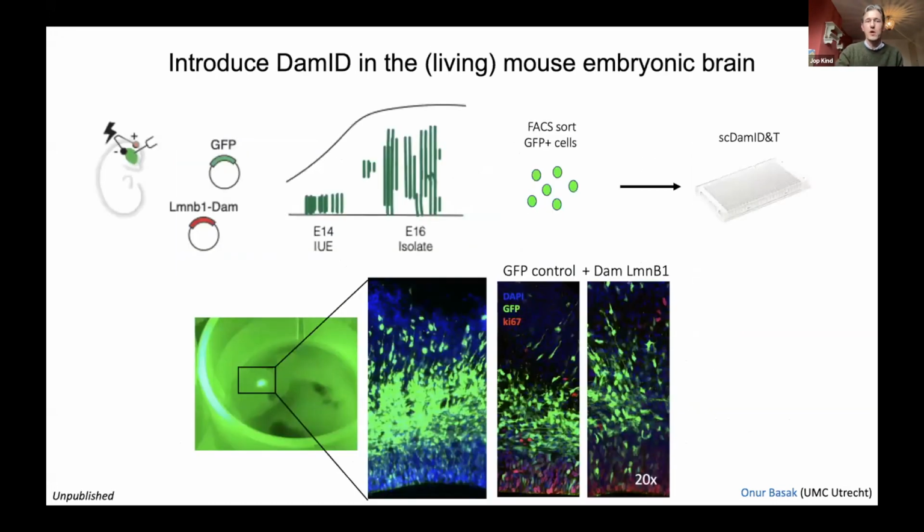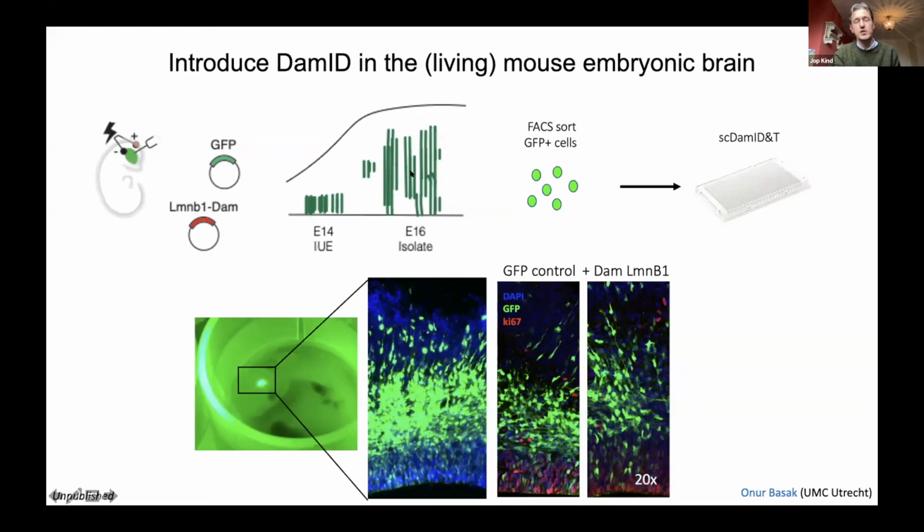Of course, in order to do so, we had to introduce our DamID system. As I told you, DamID is an in vivo method, so we had to introduce this into the living mouse brain. And of course, this was an expertise that Onur brought in. So what we did was actually electroporate the pups. You take the pups out of the mother, you electroporate the brain, especially the cortex, to introduce the DamID markers in there. Then you place the pup back into the mother and allow the pup to develop further for 2 days. And this was done at E14.